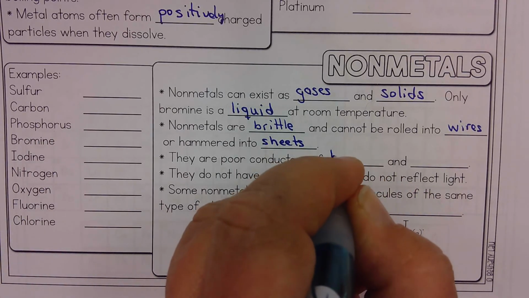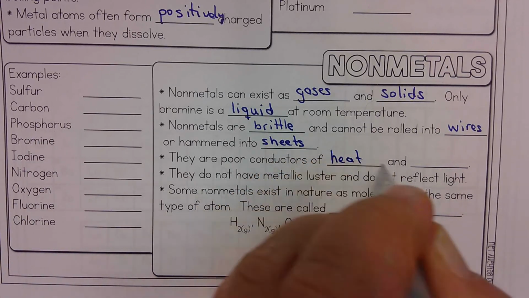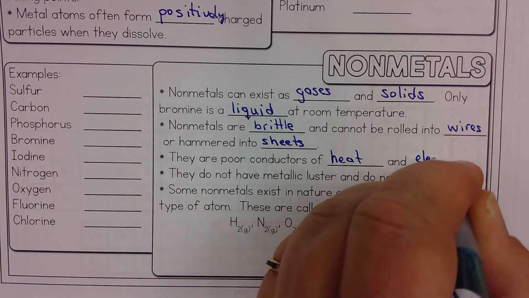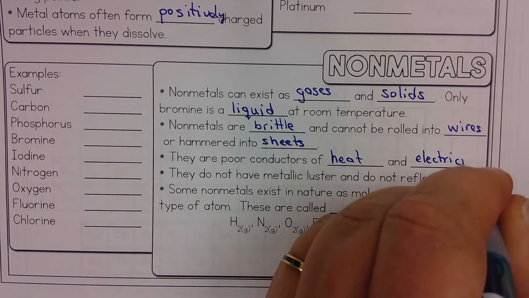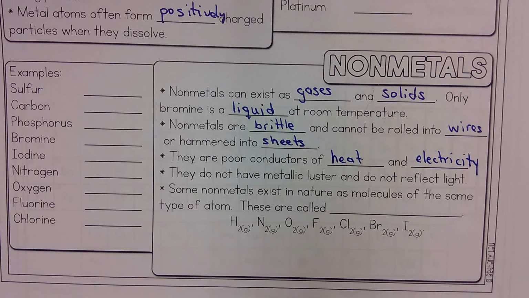They are also poor conductors of heat and electricity. You'll never have a sulfur pot that you cook in. Second of all, because it stinks, but it's not a good conductor of heat. They're not shiny, they don't reflect light.